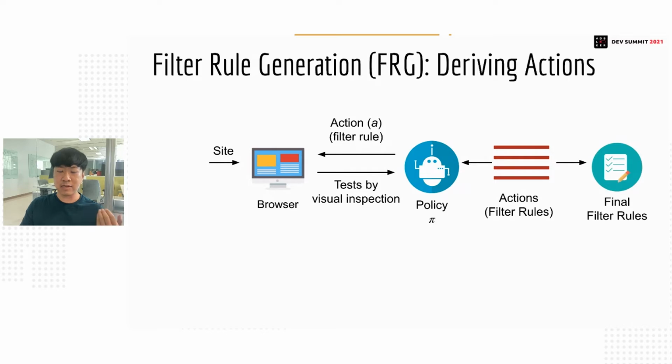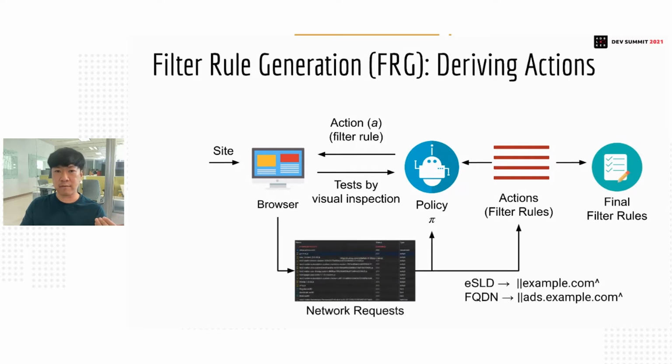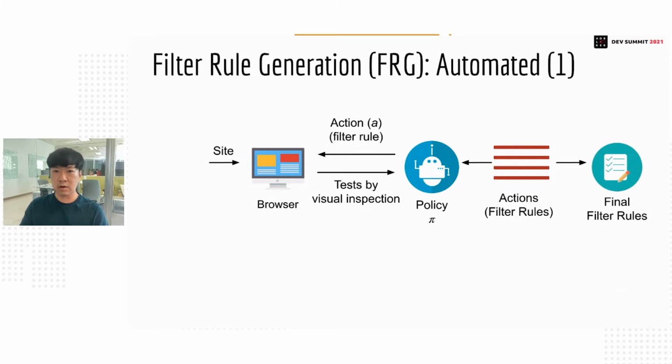Next, how do we derive these actions? We just take cues from what the filter list author is doing by looking at all the possible outgoing network requests and generating the rules based on different granularities. Like I said, example.com or ads.example.com, or including paths and query parameters and so on. And in doing so, we're able to automate the human creating the rules with actions.